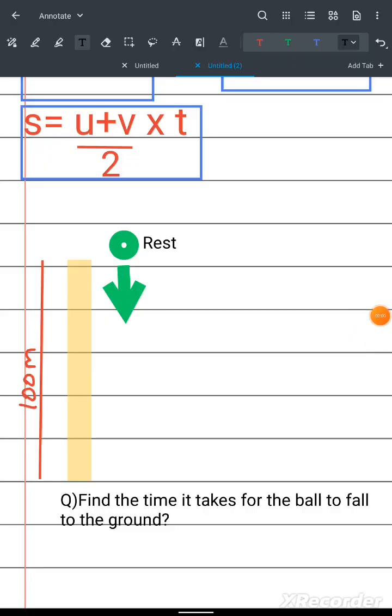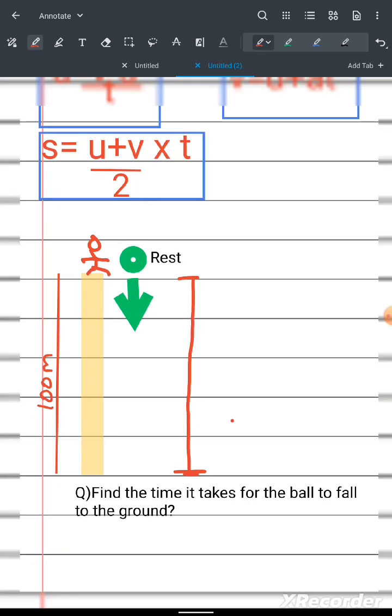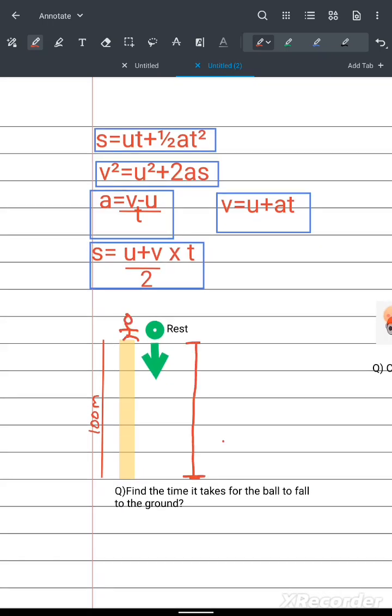Okay, so here's the next question. Find the time it takes for the ball to fall to the ground. This ball is momentarily at rest. A man throws the ball down. We need to find the entire time it takes for the ball to travel 100 meters, right? So let's jump to the formulas. Which formula can we use? Now we need to find the time. t equals question mark. So it has to be a formula which has time. It can be this, this, this, or this.